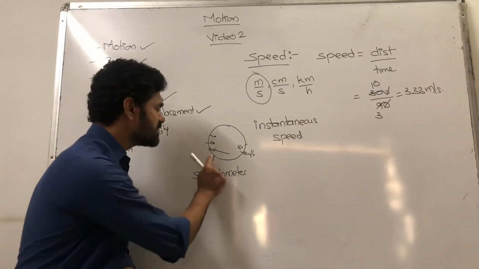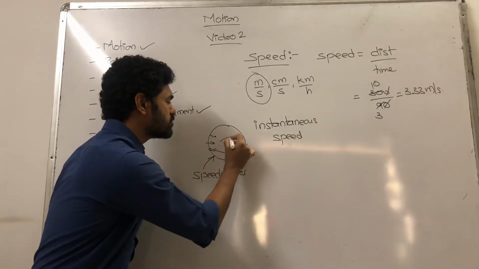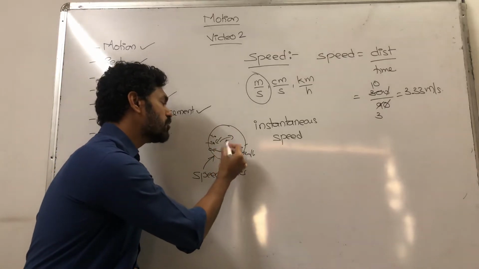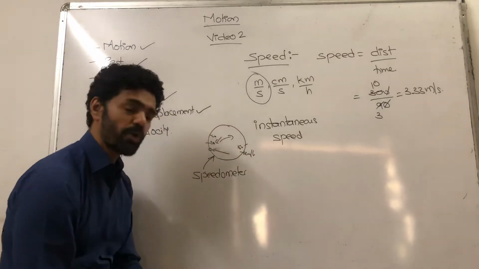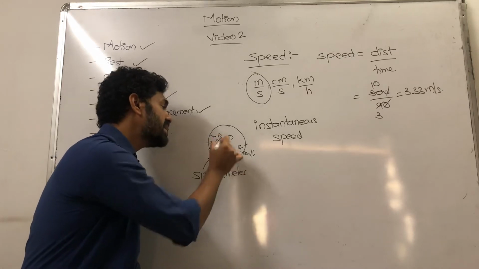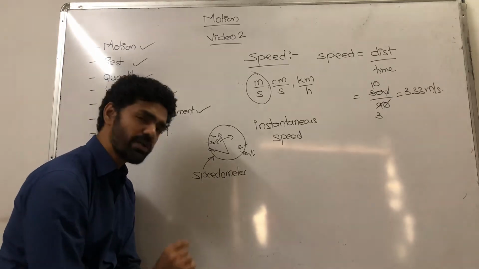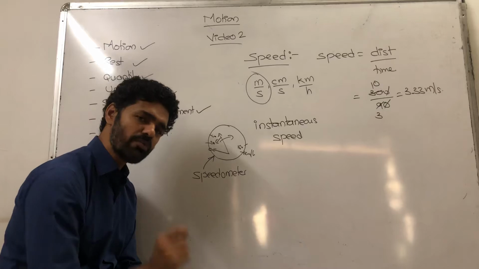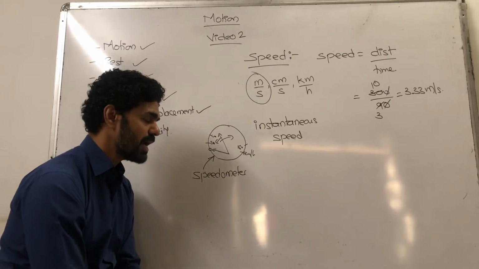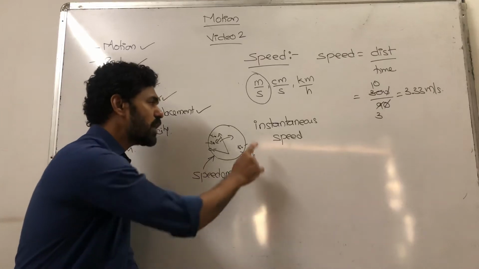Now, we have noticed that this pointer is never still. It keeps on moving. If you increase the speed, the pointer will move towards the right. When you decrease the speed, the pointer moves towards the left. But the pointer indicates the speed at a very particular instant, for a very short interval of time. So what is instantaneous speed?